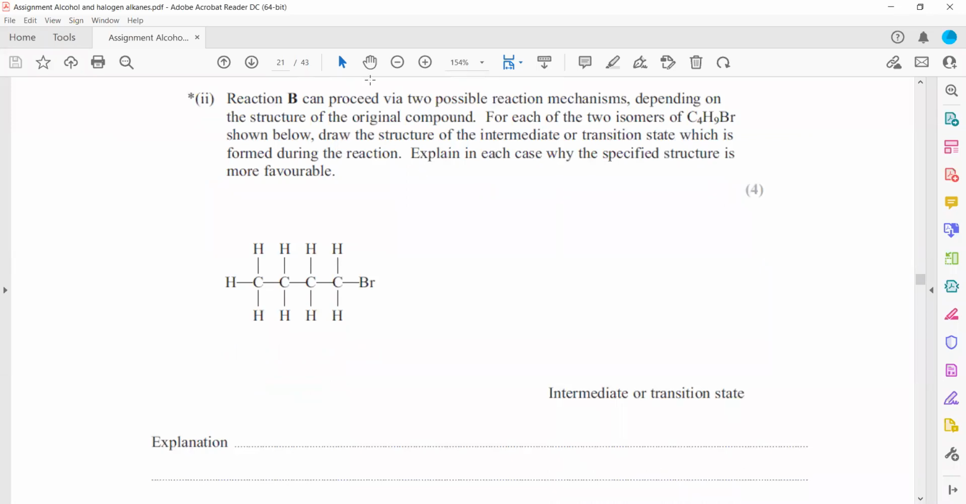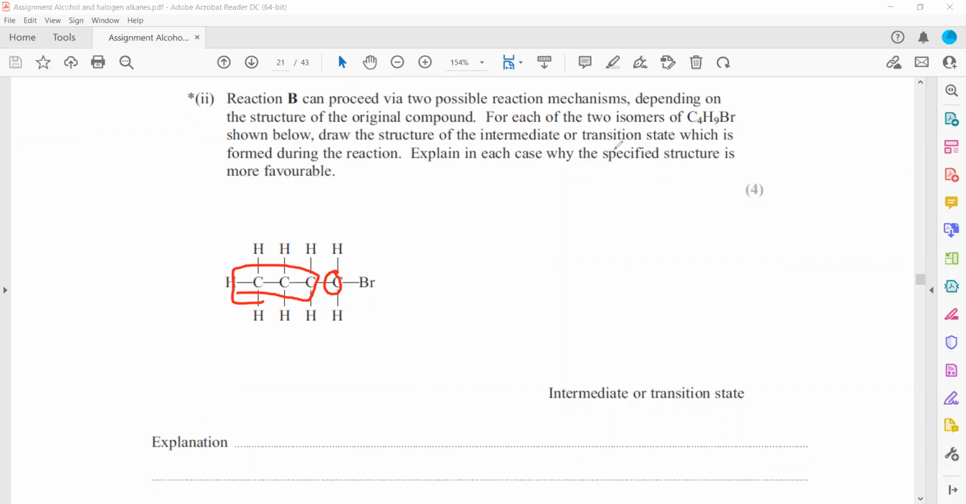Reaction B can proceed via two possible reaction mechanisms depending on the structure of the original compound. For each of the isomers of C4H9Br shown below, draw the structure of the intermediate or a transition state. Look, it's a primary halogenoalkane. The carbon is attached to a halogen and surrounded by one carbon chain, so it is a primary. In a primary, the bond breaking and bond forming will take place at the same time.